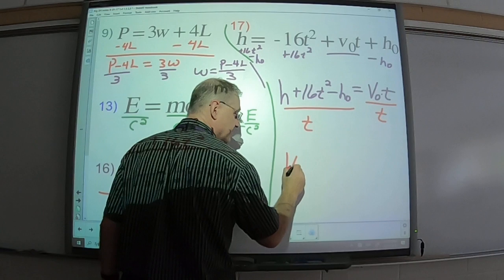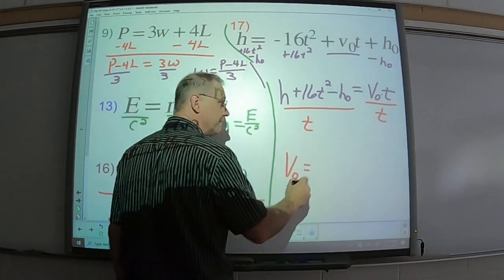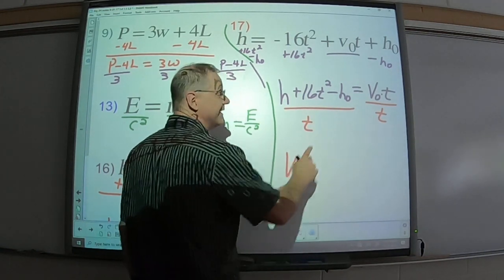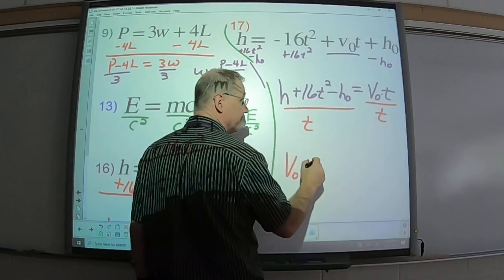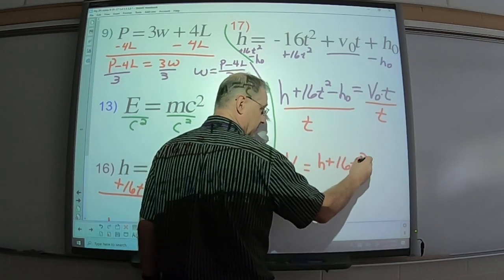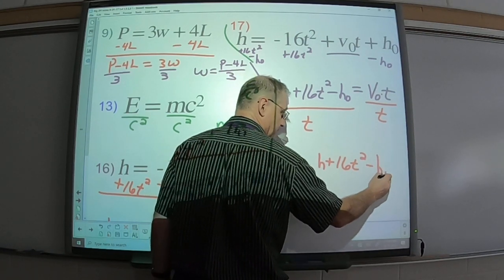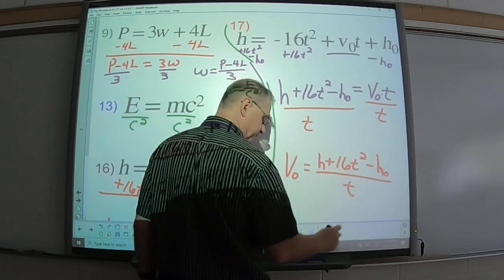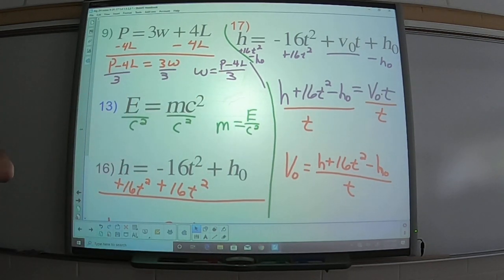So now v sub 0, it's on this side, I'm just going to write it that way, equals. Now the order here doesn't matter as long as the sign goes with the right thing. So h plus 16t squared minus h sub 0 over t. And there is my answer for 17. Hopefully you got that one right. If you did, congratulations. If not, hopefully you understood it. Let's move on to the next.